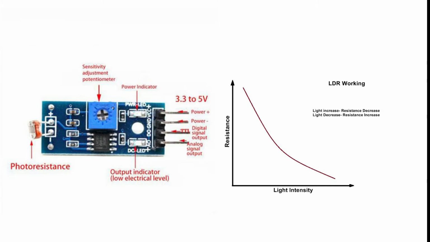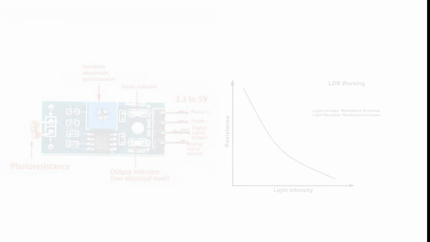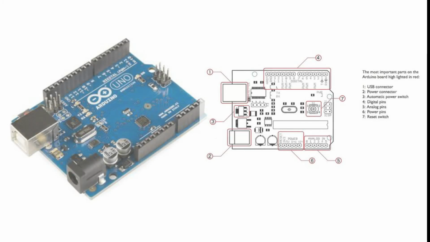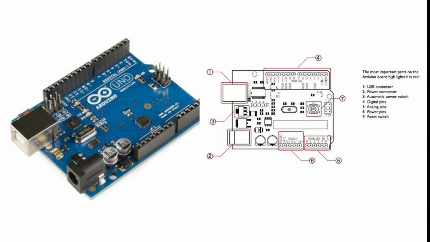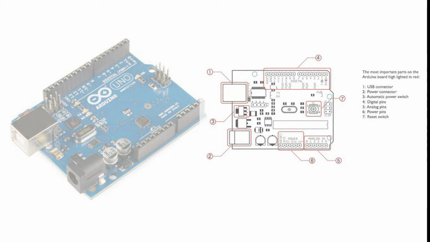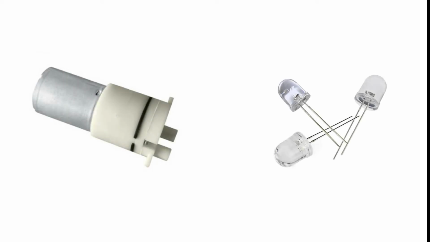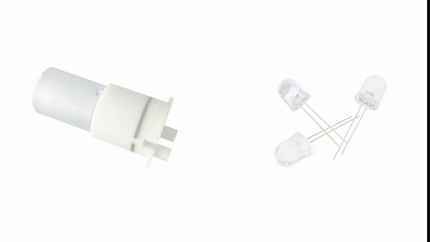In the case of high light, its resistance will decrease, and in the case of low light, its resistance will increase. The second thing is the microcontroller used in this project. We are using the Arduino Uno. This microcontroller is very common, and the important parts of it are highlighted. The third thing is the actuators used in this project. There are two actuators. First is the water pump used to provide water to our field, and the second is the LEDs used to provide required light to our field.